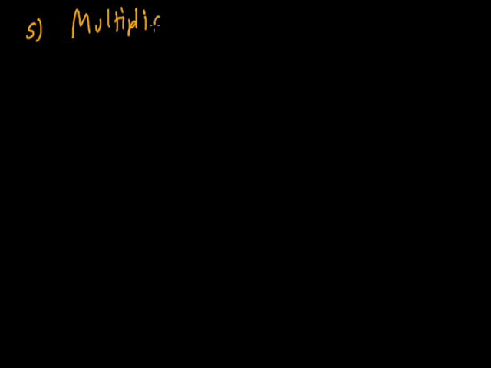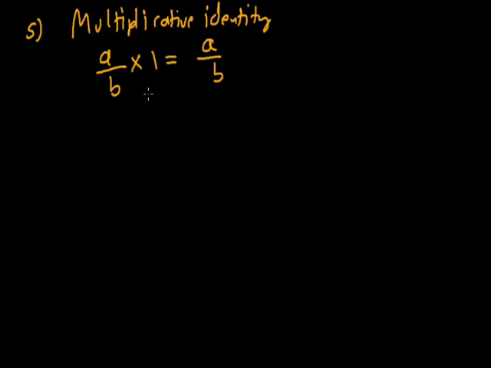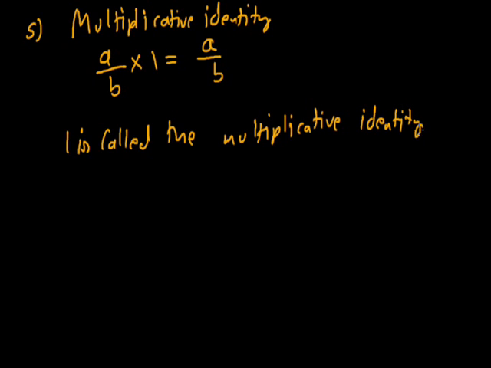Now the next property of multiplication is the existence of multiplicative identity. One is called the multiplicative identity. Why? Because if I have a rational number a by b, and I multiply this by 1, I get the same rational number, that is the identical rational number. So that's why one is called the multiplicative identity of any rational number. For example, the multiplicative identity of 7 is 1. Why? Because 7 into 1, I am getting 7.